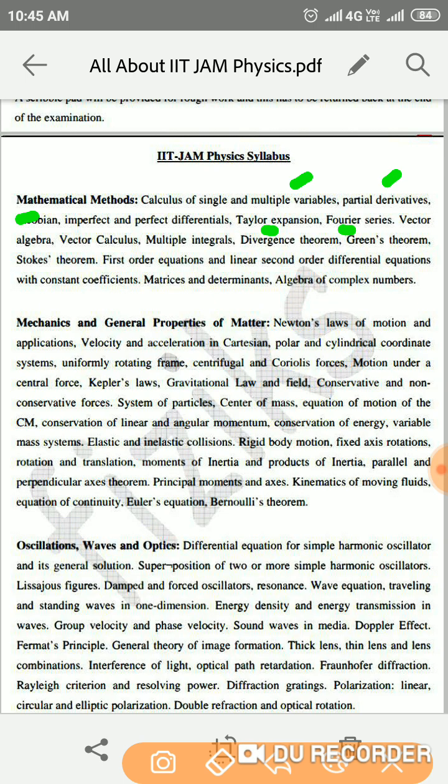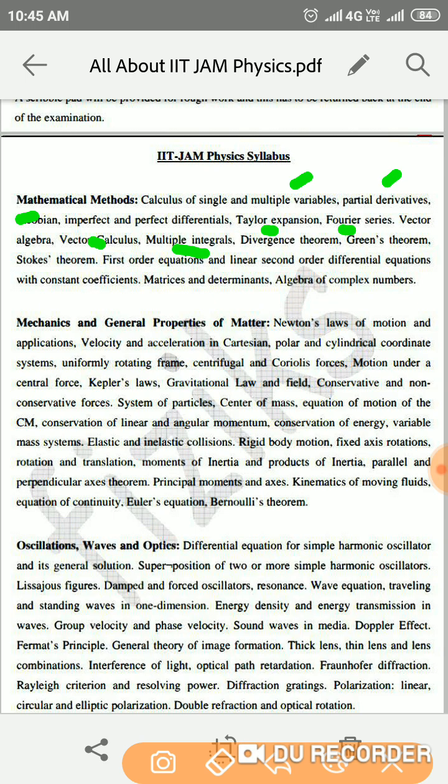Vector algebra is very important, because if you are good in that, it will help you in electromagnetic theory also. Vector calculus, multiple integrals, and all your theorems like Gauss divergence theorem, Stokes theorem, Green's theorem, and all that.